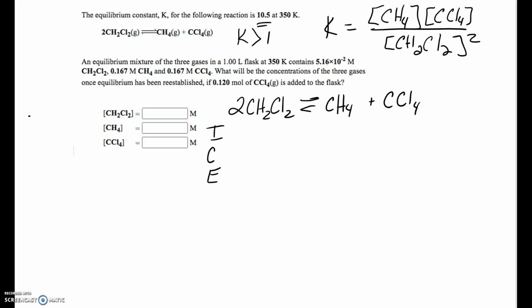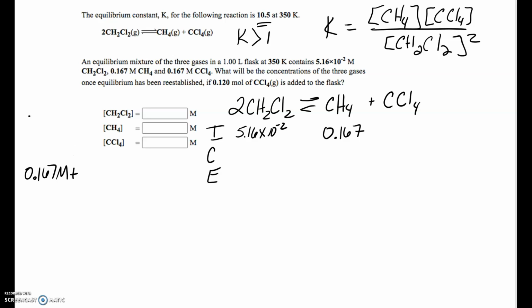Okay, so we have an equilibrium mixture of the three gases. We have the concentrations. And then it says, what will be the new concentrations if we add CCl4? We add some amount. Now notice they gave us the volume of the flask. It's 1 liter. And then they gave us molarities. And then they said we're adding 0.120 moles of the CCl4. Well, that's okay. Because it's going into 1 liter, all of these values are essentially moles.